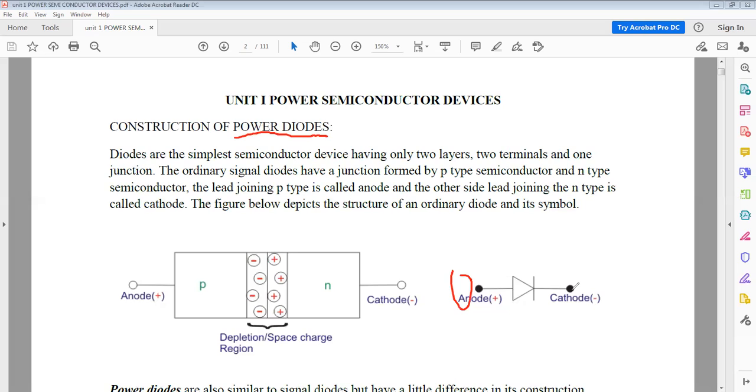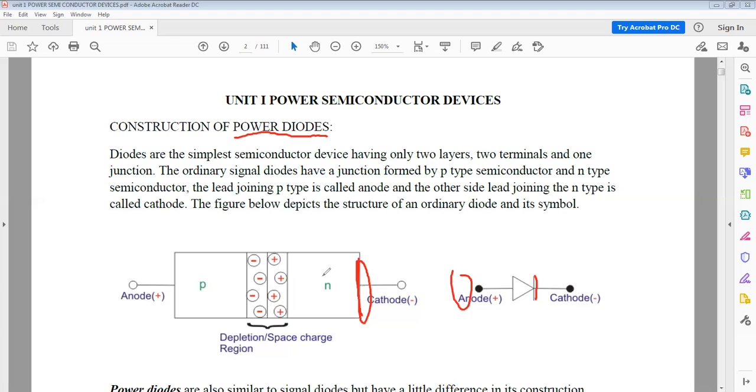The structure of the power diode is shown in the figure, with the depletion layer or space charge region, but an additional N layer is added here for the power diode. The positive terminal is termed the anode, and the negative terminal is termed the cathode. To remember the negative terminal, a line is drawn in the symbol, that is the cathode.